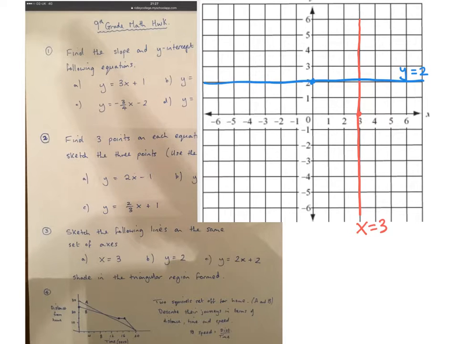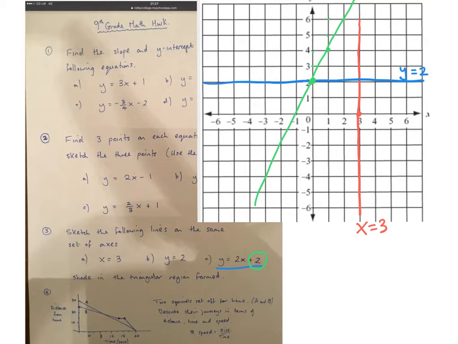And then we've got y equals 2x plus 2, which we'll put in a different colour, in some green. We know it's got a y-intercept of 2, which is there, and then a slope of 2 over 1, which is up 2 across 1, and so on. That line comes down like that.